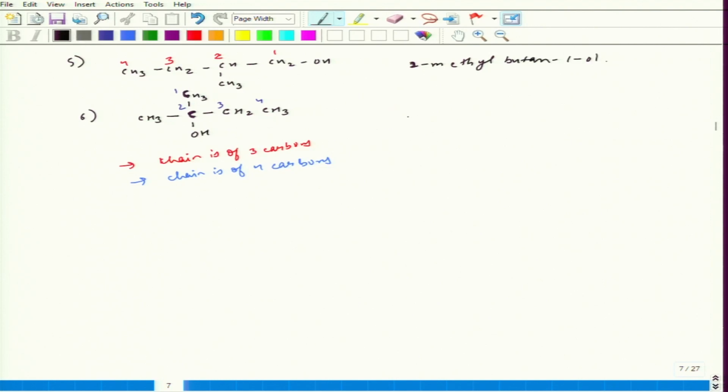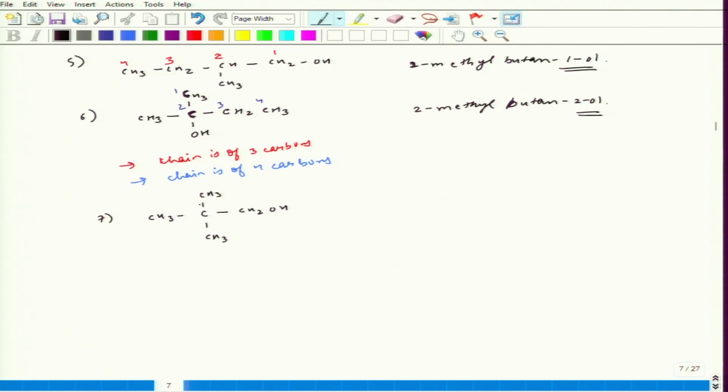So what will be its name? It will be 2-methyl, 4-carbon, it is butane, 2-ol. Remember, it was not 1-ol, it was 2-ol. So there is a difference between the two structures. The other one I have discussed in the normal pentane. Remember the C5H12 formula, I have substituted both the methyl carbons on the second position.